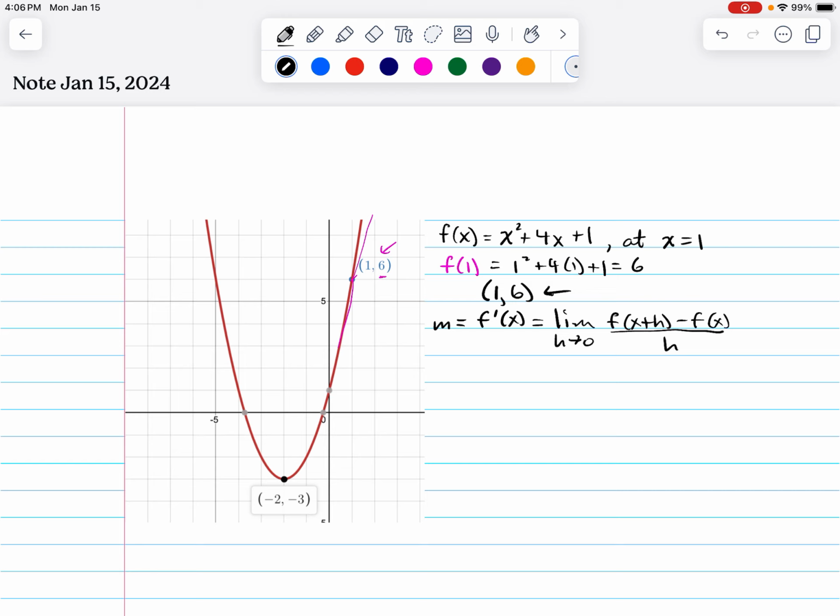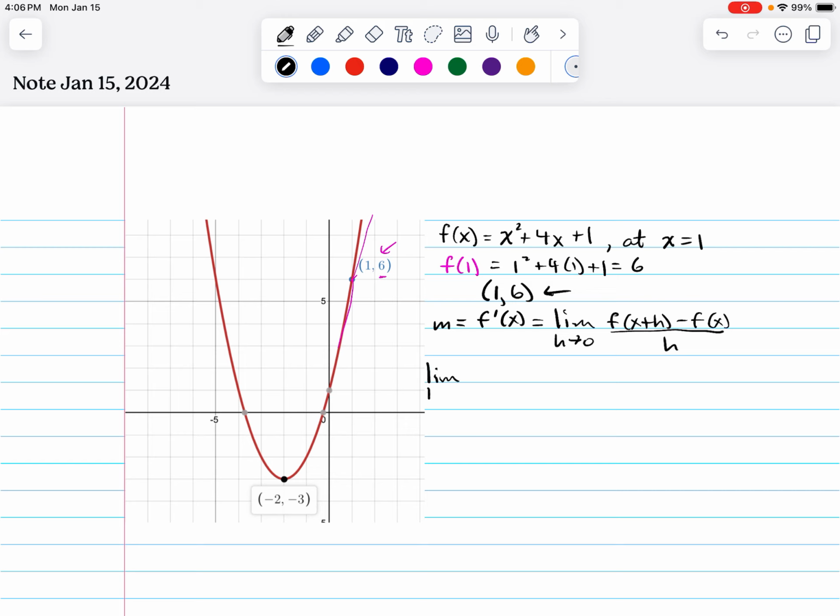We start off with f of x. This will give us f prime of x. And what f prime of x does is it gives us the slope, so that we plug in an x and it spits out the slope. So let's go through that here.